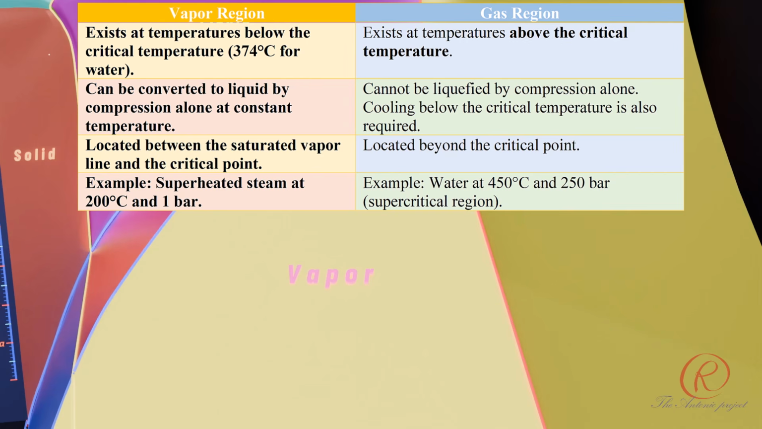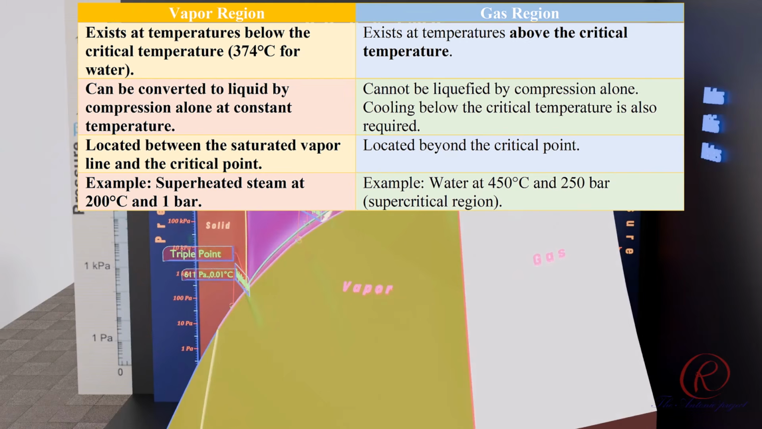In steam engineering, superheated steam is considered a vapor. Gas region exists at temperatures above the critical temperature and cannot be liquefied by compression alone. Cooling below the critical temperature is also required. It is located beyond the critical point. Example: water at 450 degrees Celsius and 250 bar, or the supercritical region.